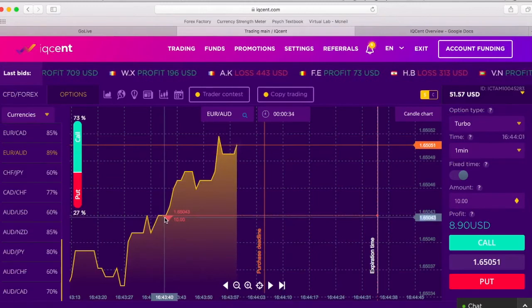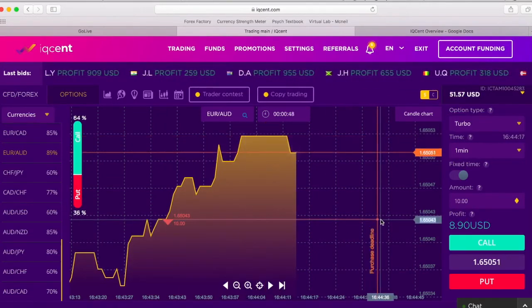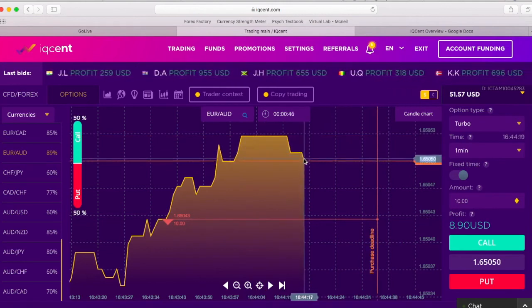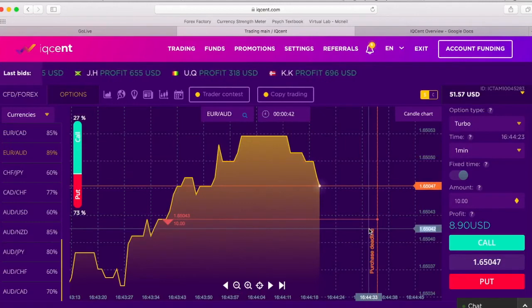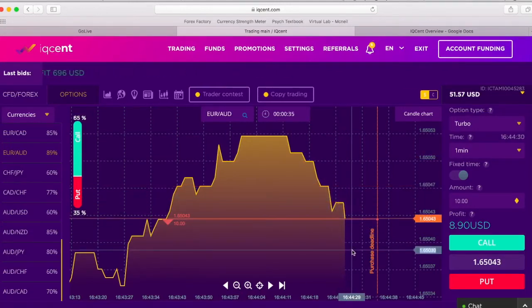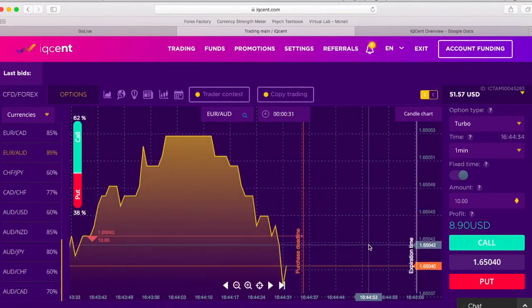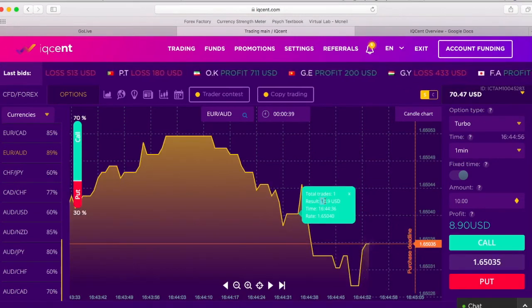But as you can see, when I place the trade, you see a horizontal line. When we sell, this orange line has to close below the red horizontal line in order for us to win the trade. If it closes above, then we lose the trade. So as you can see, last minute, we did win this trade. So in 1 minute, I got $18.90 US dollars.